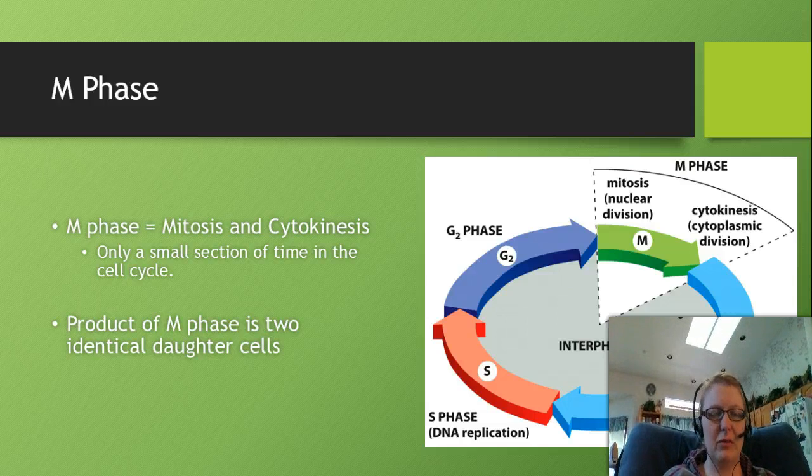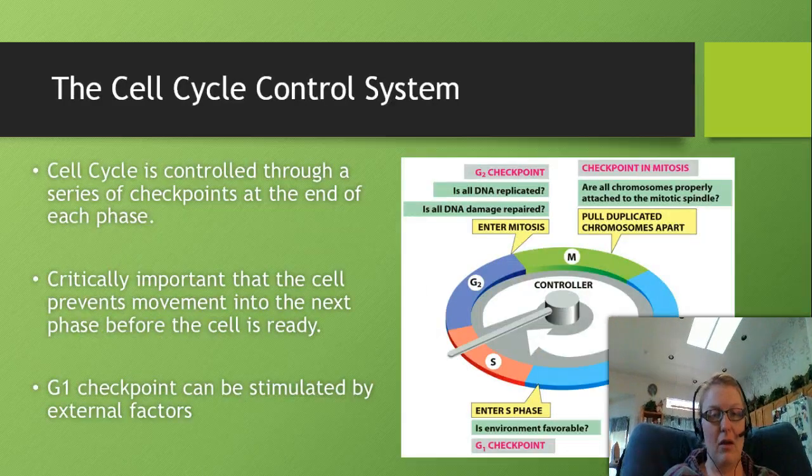It occurs really, really quickly, and it goes through the phases that we're going to review in topic 2 for this chapter. And the product of M phase is 2 identical daughter cells, as you should know. And so that's what the purpose of M phase is. And we're going to go through all these in the next topic, because the next topic is dedicated only to the M phase. All right, so how does the cell control this process?